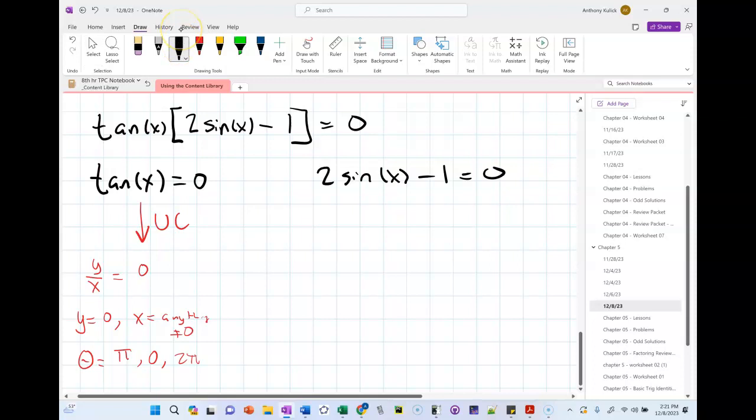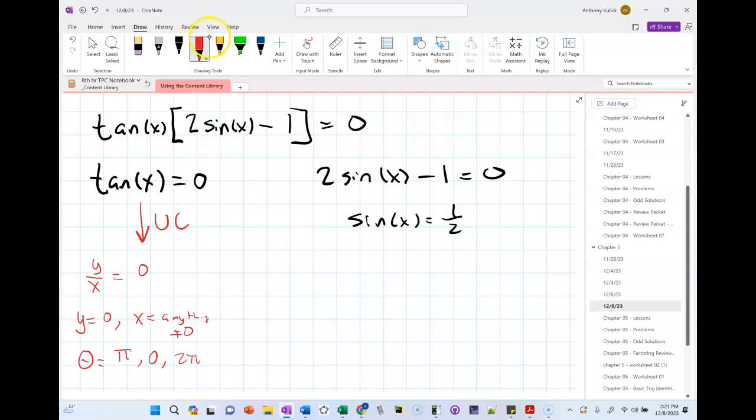All right. How about 2 sine x minus 1 equals 0? I'm going to add 1 and then divide by 2. I'm going to do that all in one step. Everybody's okay with that? Now we're back to the unit circle. Our good old friend sine x equals 1/2. We've done that like 3 times now. Sine is y. So where on the unit circle is y equal to 1/2?